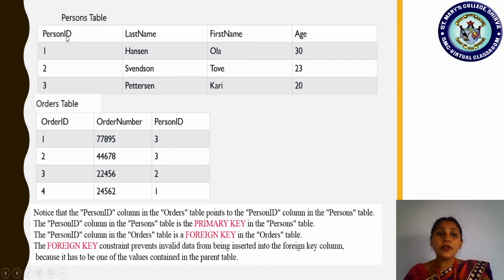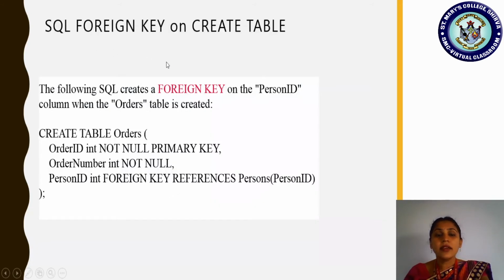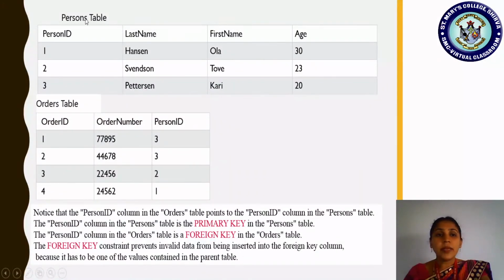What is the attribute? References, person ID. Okay, sorry, what is the table name here? The table name is persons only, right? The table name is only persons. Here the table name is only orders. So this is only persons.